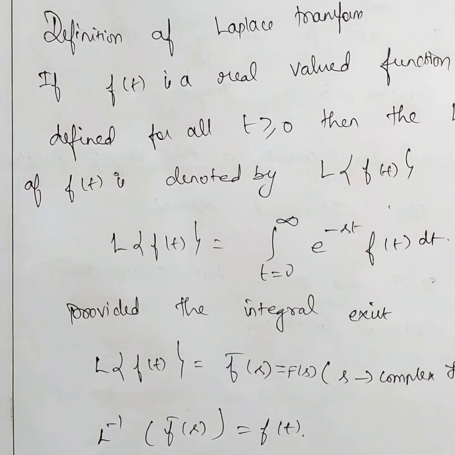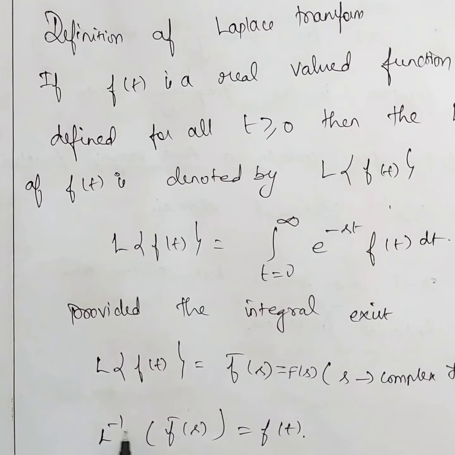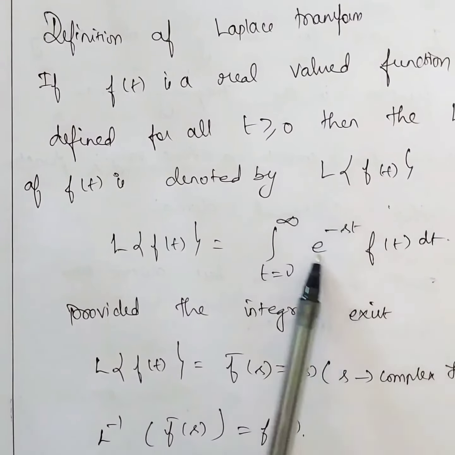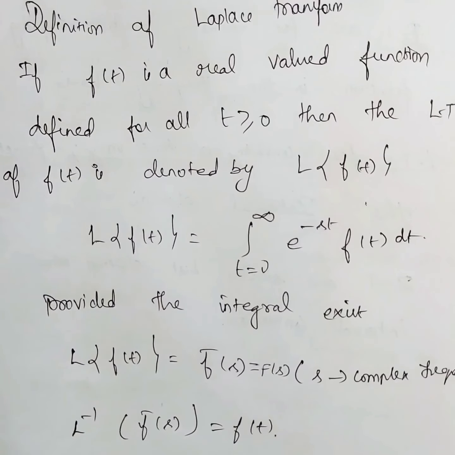Okay, and s is nothing but a complex frequency, and this is the inverse notation. L inverse of f bar of s is equal to f of t. And now if you see this e power minus st term, it makes the convergence easier because this is an exponentially decreasing function, and in real world problems convergence is not an easy thing. So if you multiply with e power minus st, the convergence becomes easier here.